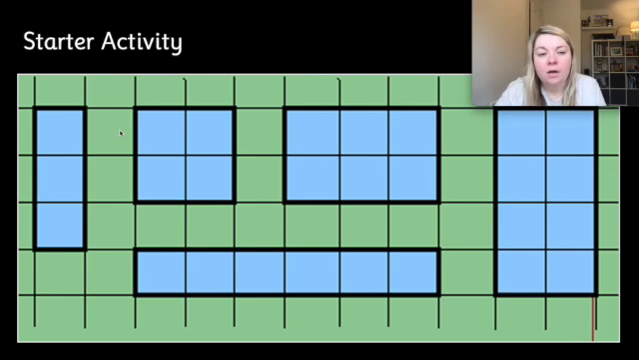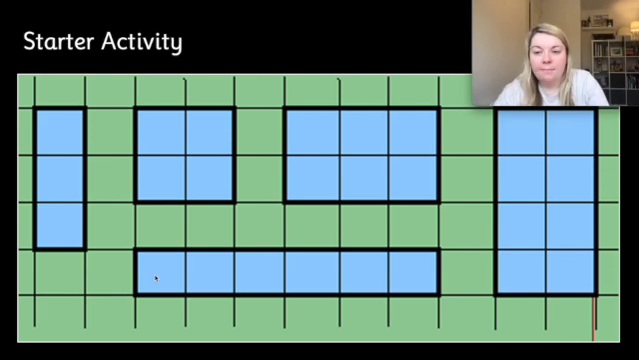I wonder if you got that answer. So let's have some thinking time and think about this shape. What do you think the area of this shape will be? The area of this shape is 1, 2, 3, 4 centimetres squared, because there's 4 boxes.